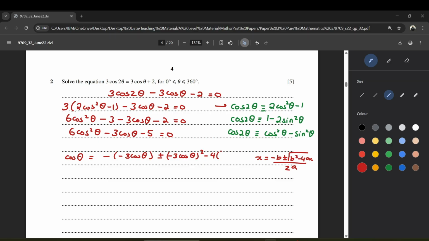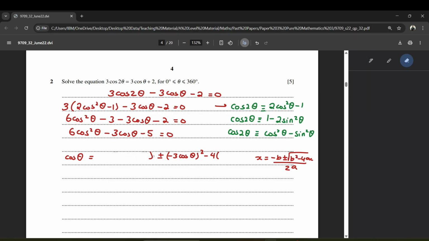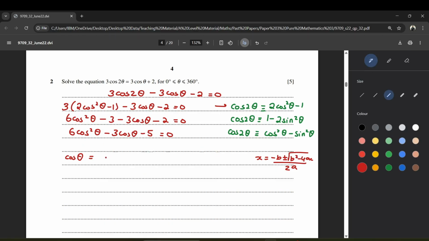So a will be, sorry, my bad. We're not supposed to write the variables, are we? So here I'm just going to write minus 3 plus minus the square root of minus 3 whole square minus 4ac, divided by 2a. Okay, so from here we will get two expressions.